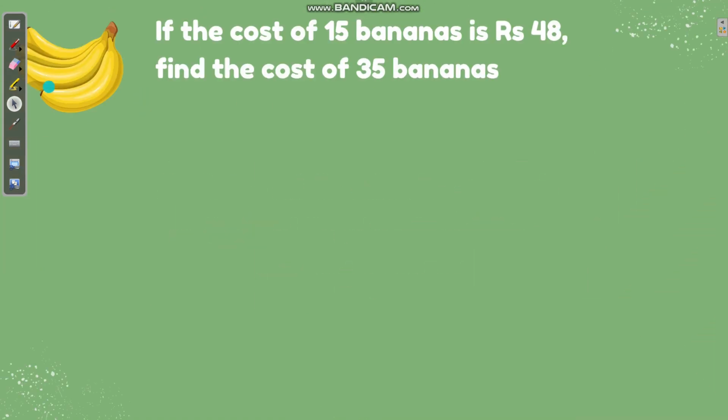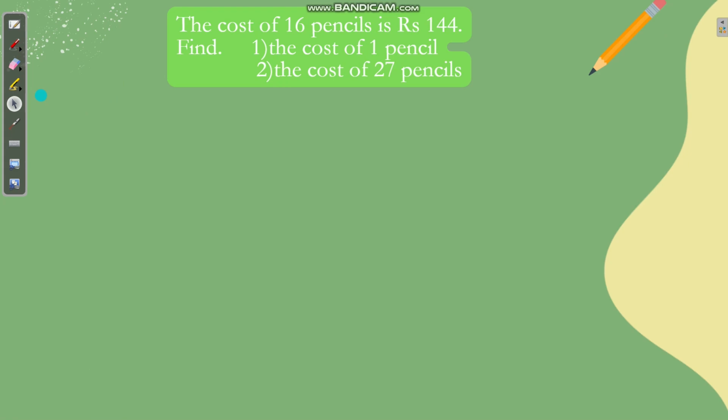If the cost of 16 pencils is rupees 144, find the cost of one pencil. Then the second question is, find the cost of 27 pencils. Let's see how to solve this question. The cost of 16 pencils is 144. Let's find out the cost of one pencil, because it's the unitary method, so you find the cost of one pencil.